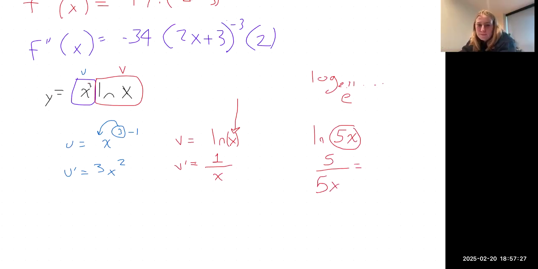The fives cancel out, and we end up with just 1 over x. So the derivative of ln x always ends up as 1 over x. Whenever it says ln and I'm taking the derivative of that, it's 1 over x.